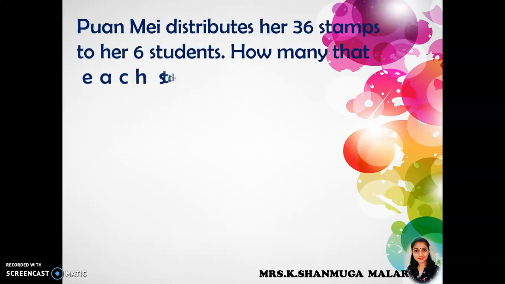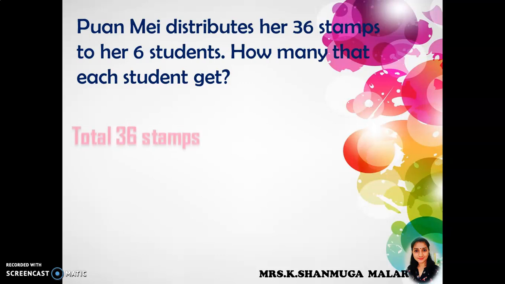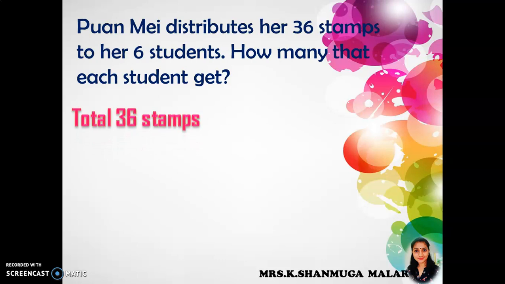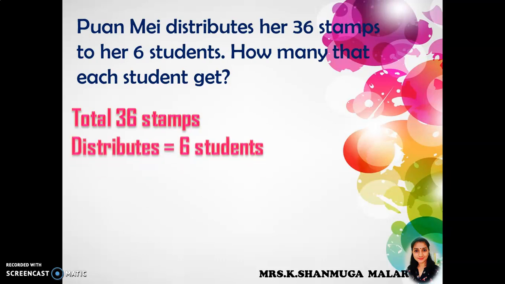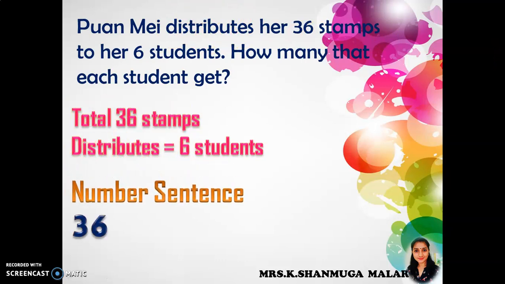Huan Mei distributes 36 stamps to her 6 students. How many does each student get? The total number of stamps here is 36. So this is the first point. The next point here is distribute to 6 students. Students, what is the key word here? Distribute. So distribute means we must divide the question. So the number sentence will be 36 divided by 6.